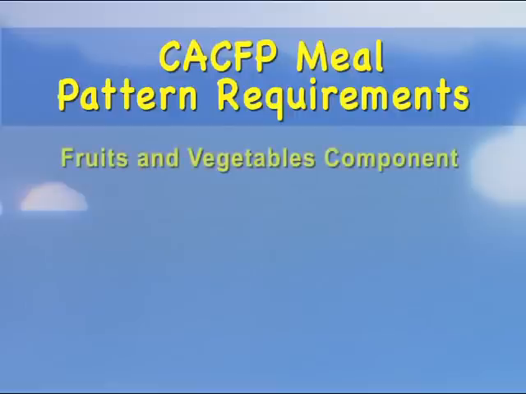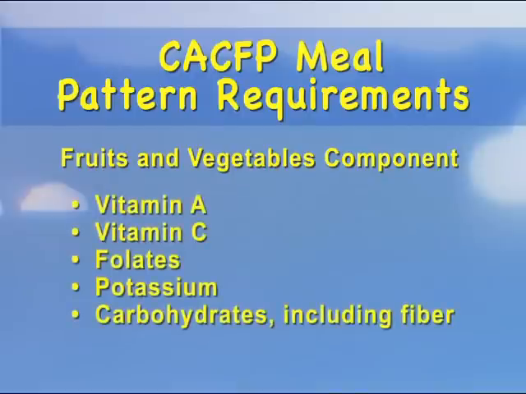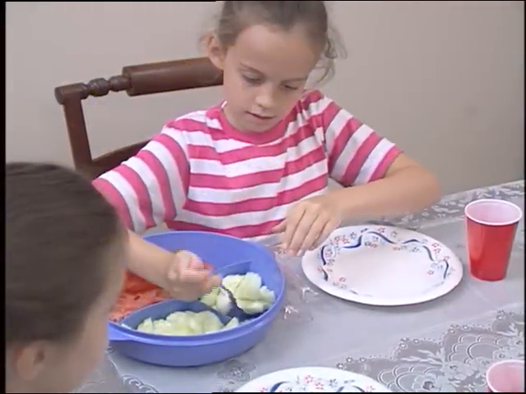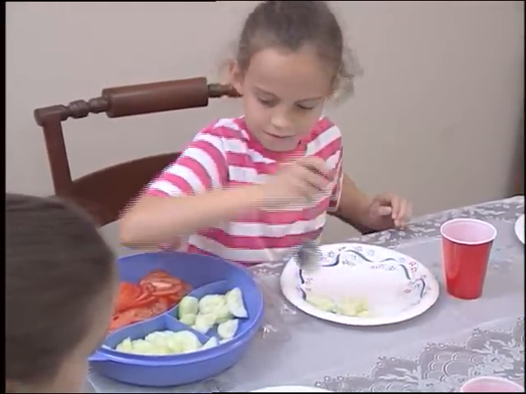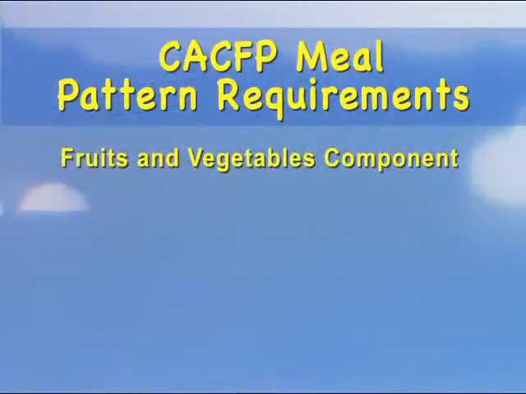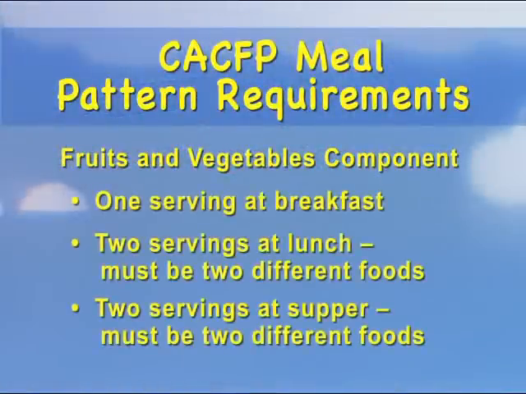Fruits and vegetables make up the next component of the meal pattern. These foods provide vitamins A and C, folates, potassium, carbohydrates, and fiber. They're also versatile since they can be served raw or cooked in a variety of different ways. To meet the meal pattern requirements, you must include 2 servings from the fruits and vegetables component for the lunch or supper meal. These 2 servings must be 2 different foods. 1 serving from this component must be offered at breakfast.